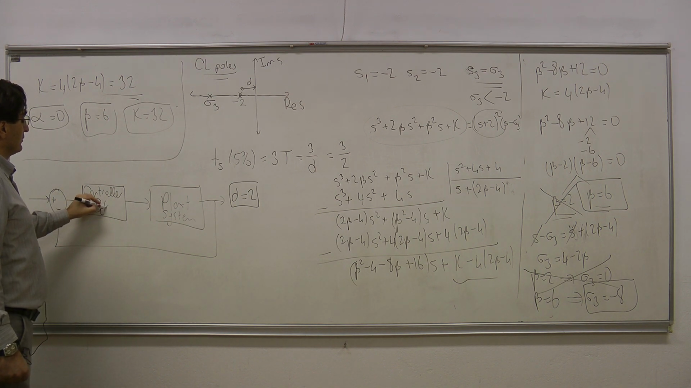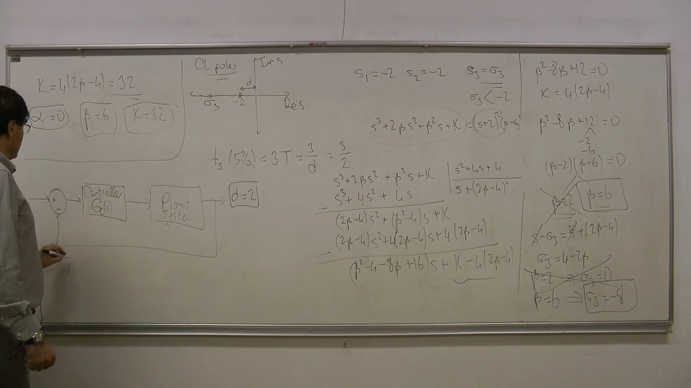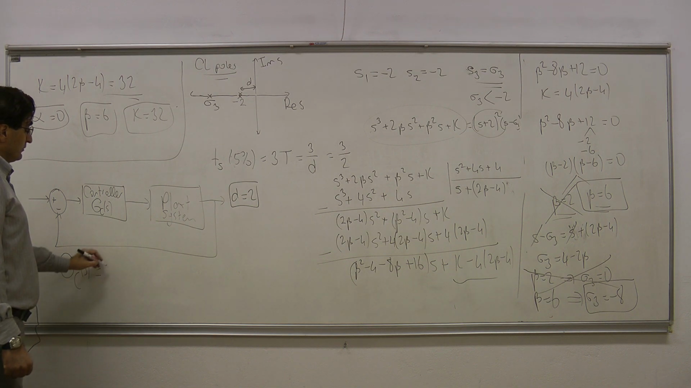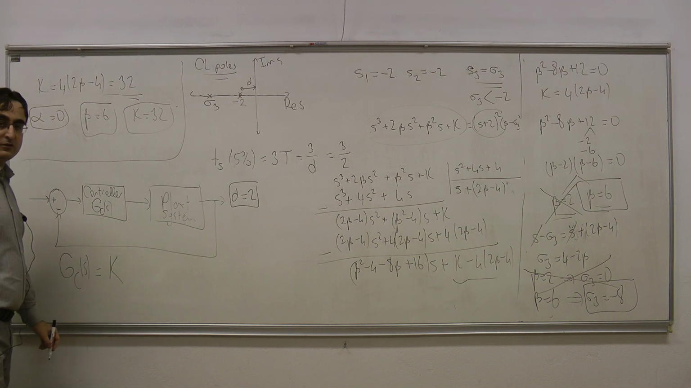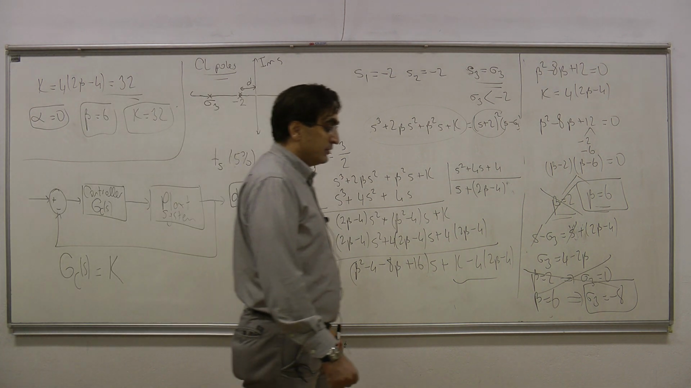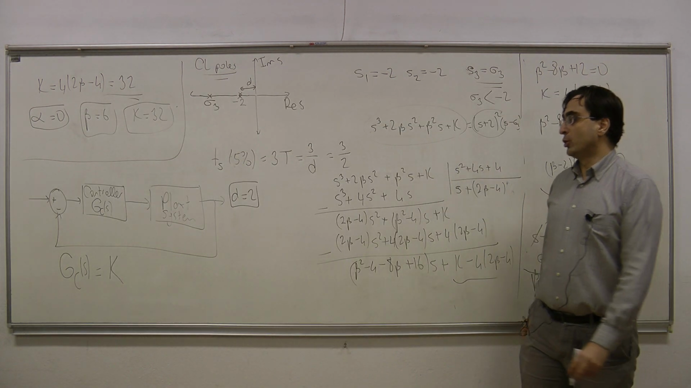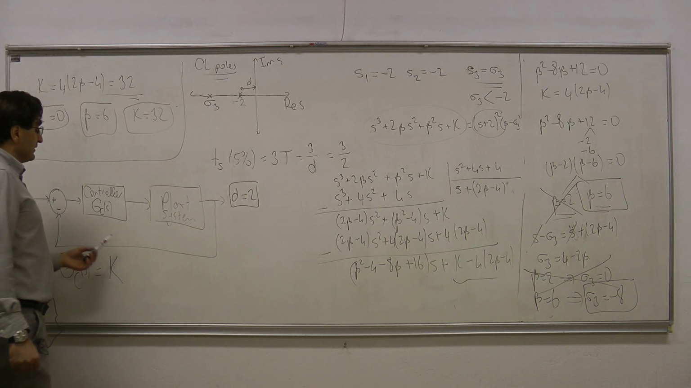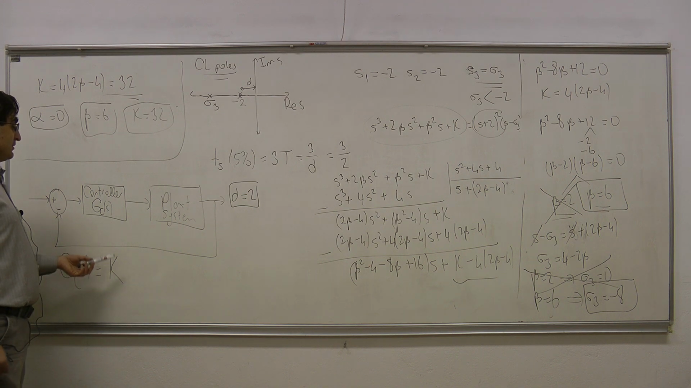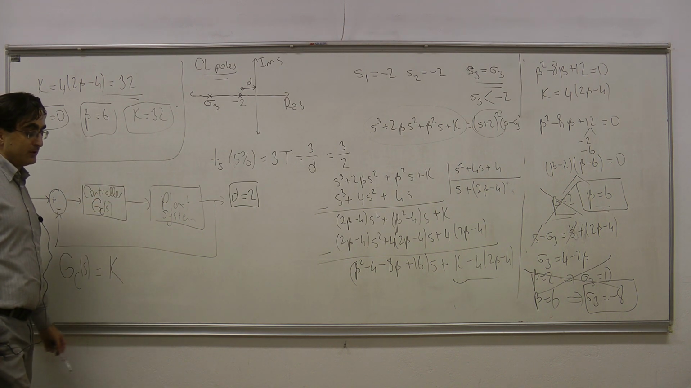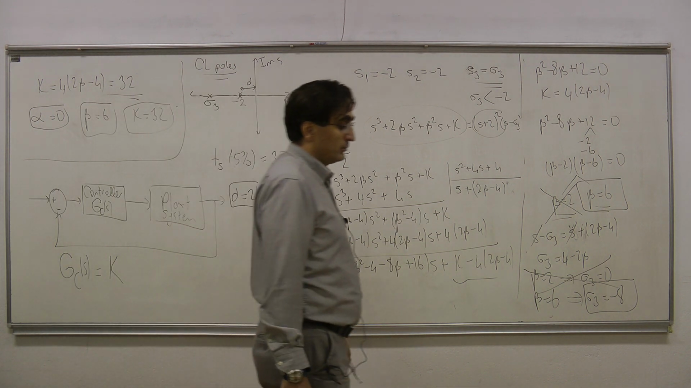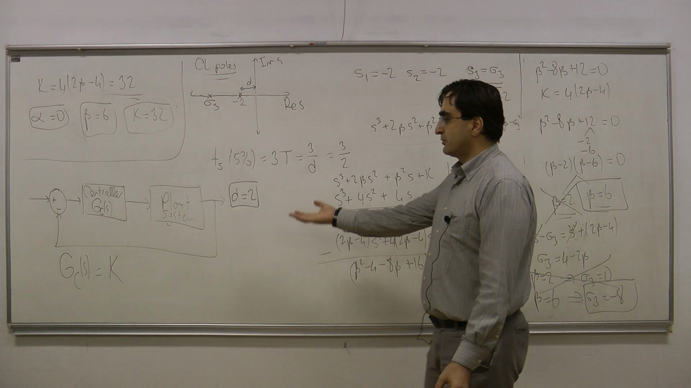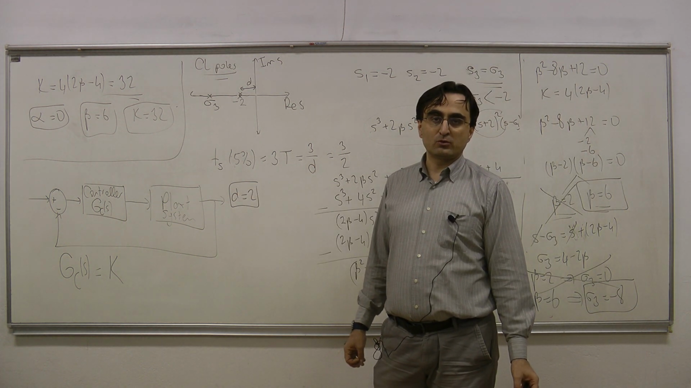The controller has a transfer function, GC of S. So this GC of S can have many different forms. The simplest form is just a simple gain, which is K. This is called the proportional controller, but most of the time a single proportional controller might not be sufficient for obtaining a good performance from the overall control system. As a result, we need additional controller terms, some additional parameters to adjust.